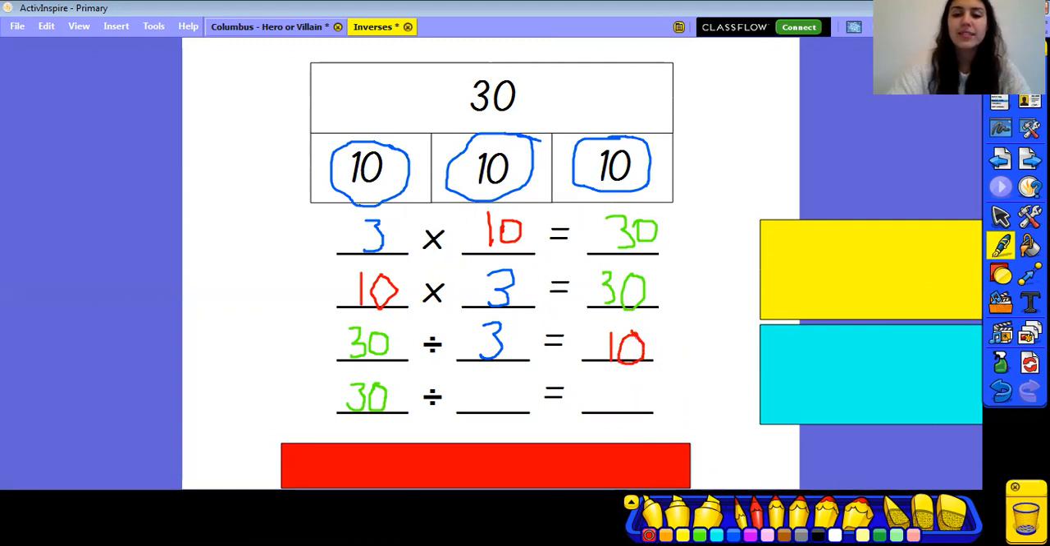Or I could look at it in a context of grouping and say, well, 30 has been grouped into groups of 10. And that gave me 3 groups. Super.